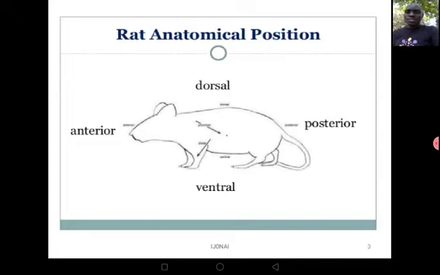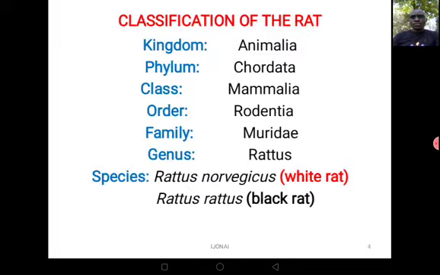So thank you so much, and I hope that you are able to use them. When you are given your specimen, the rat in this case, you should be able to locate the different parts of the rat using the terms that we have used. You should now be comfortable with using those terms.